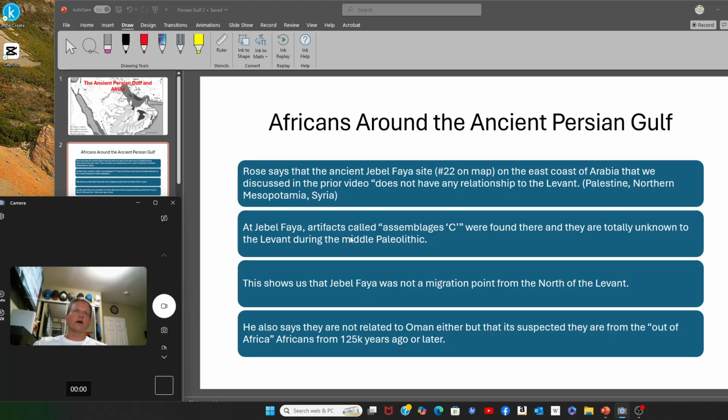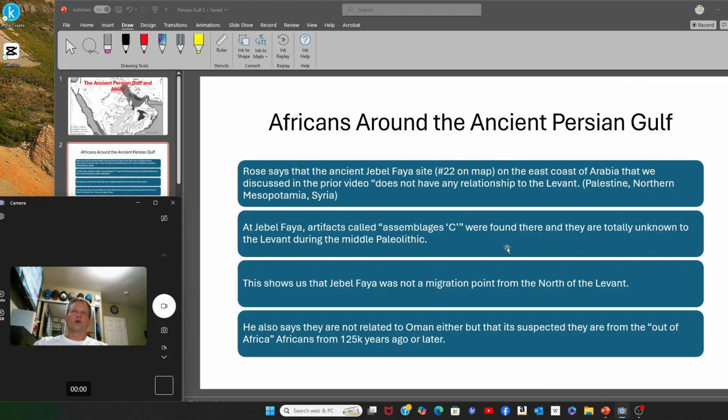So at Jebel Faya, artifacts called assemblages C were found there, and they are totally unknown to the Levant during the Middle Paleolithic. This shows us that Jebel Faya was not a migration point from the north of the Levant. He also says that they are not related to Oman either, but that it's suspected that they are from the out of Africa Africans dating from 125,000 years ago or later.